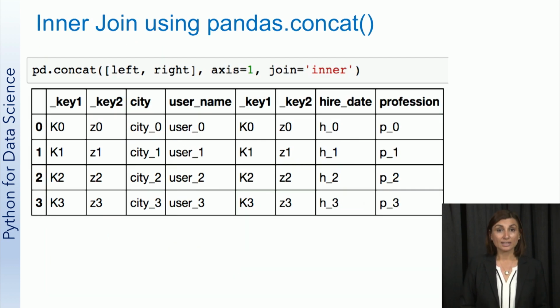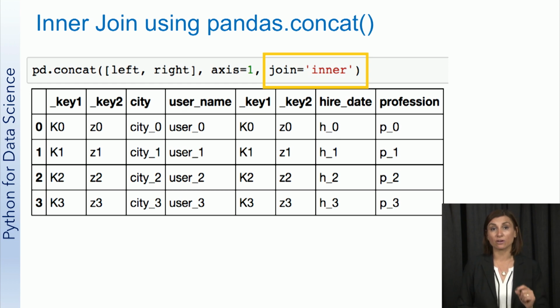Inner join is a useful operation for merging data as it combines the column values of two data frames into a new data frame, just like we see here. Notice the way to do this is to specify to concat that the join type is inner.